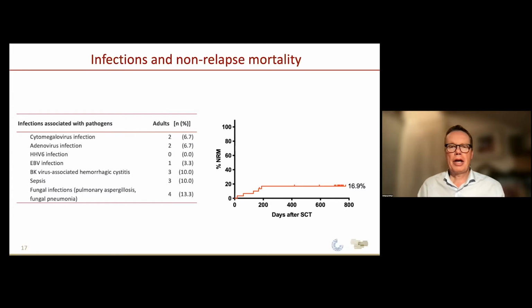What about infectious events? You see here that we had 2 CMV infections in the adult cohort and 2 adenovirus infections. We had no losses due to viral infections. We had also some fungal infections and septicemias, but the treatment-related mortality, the non-relapse mortality, was only 17%. So it was very low, given the high-risk cohort we are treating here, with 1/3 having a second or third transplantation, being heavily pretreated and not in remission.